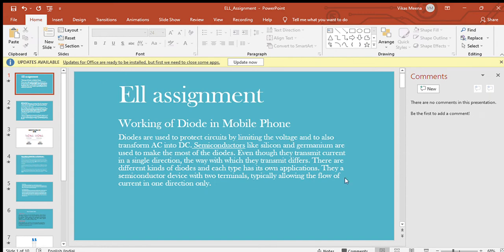I am a first year undergraduate student at IIT Delhi, and today I am going to present my ELL project, which is based on usage of diode and different types of diodes in a mobile phone. So the first question is, what is a diode?